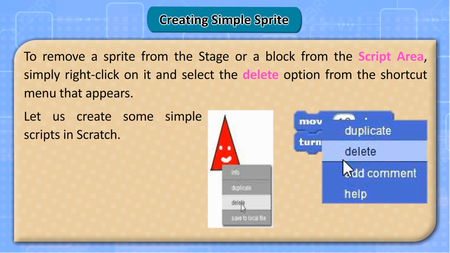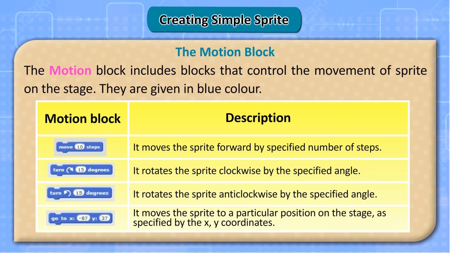Let us create some simple scripts in Scratch. The motion block. The motion block includes blocks that control the movement of a sprite on the stage. They are given in blue color. Motion block. Description. It moves the sprite forward by a specified number of steps. It rotates the sprite clockwise by the specified angle. It rotates the sprite anti-clockwise by the specified angle. It moves the sprite to a particular position on the stage, as specified by the X, Y coordinates.